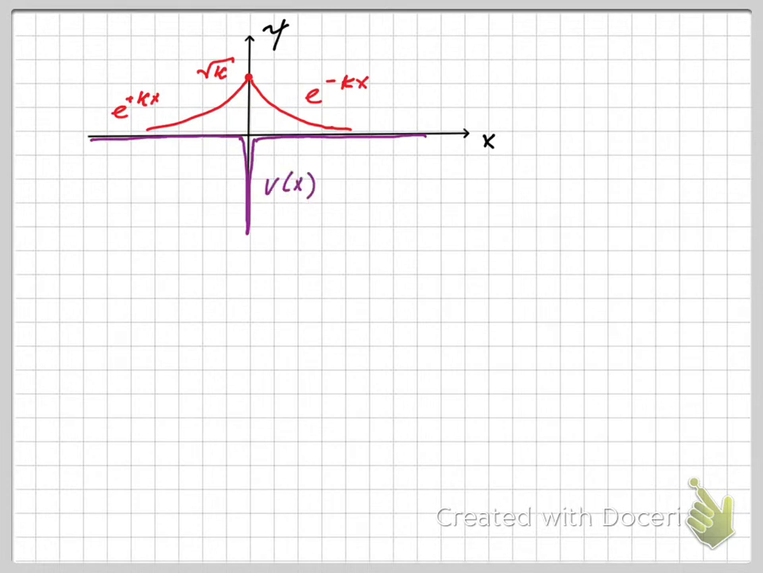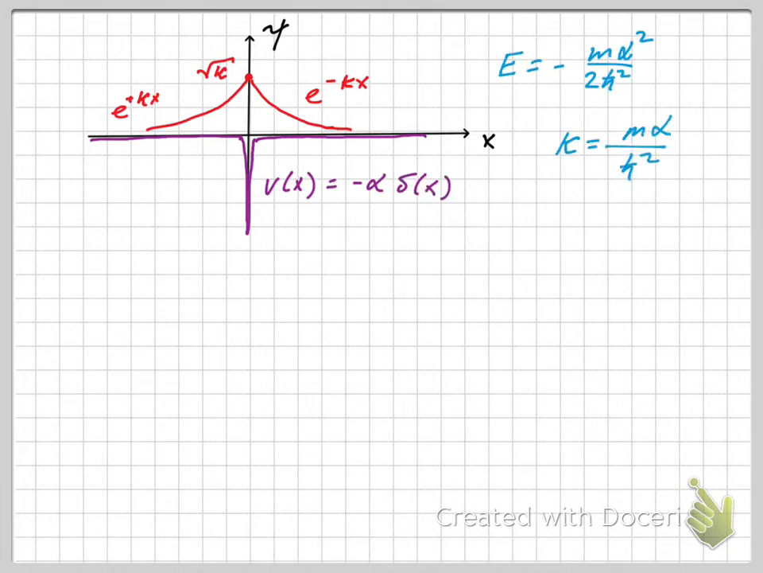Here's my potential energy function, right there, and the energy is given by minus m alpha squared over 2 h bar squared, and kappa is given by m alpha over h bar squared. And that really now is the full solution. That's all we can know about this particular state. So we've entirely solved the problem.